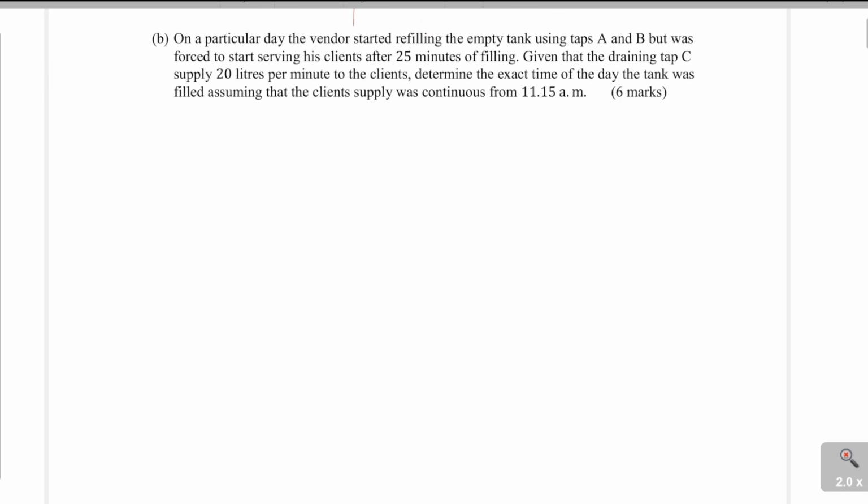On a particular day, the vendor started refilling the empty tank using taps A and B, but was forced to start serving his clients after 25 minutes of filling. Given that the draining tap C supplied 20 liters per minute to the clients, determine the exact time of the day the tank was filled, assuming that the client supply was continuous from 11:15 a.m. 6 marks.